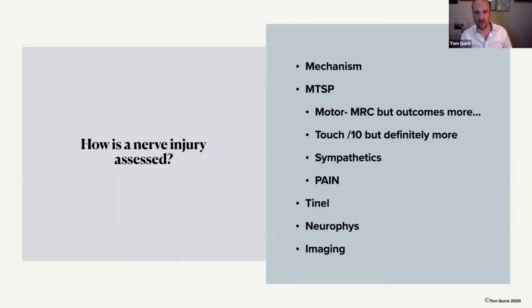So just to remind you, mechanism, how is it injured? MTSP, looking at motor, touch, sympathetics, and pain, looking for a TNL. Neurophysiology and imaging, they're useful, but probably not like you would expect. They're not going to give you an answer if you haven't done all of that first.